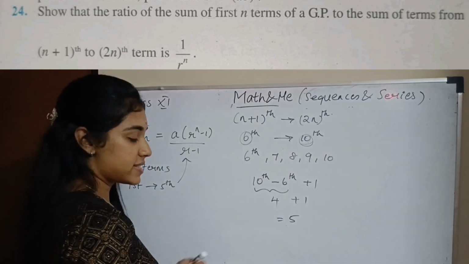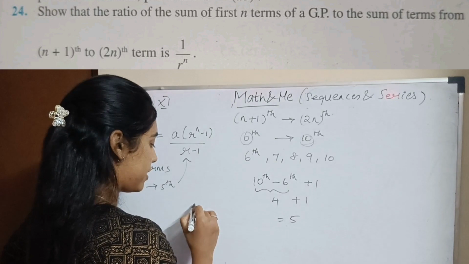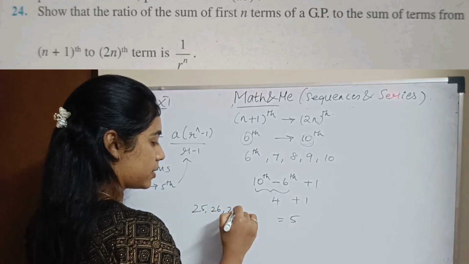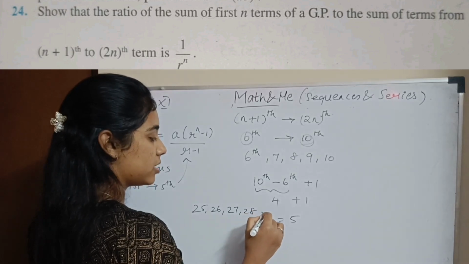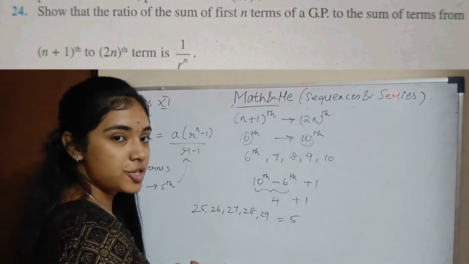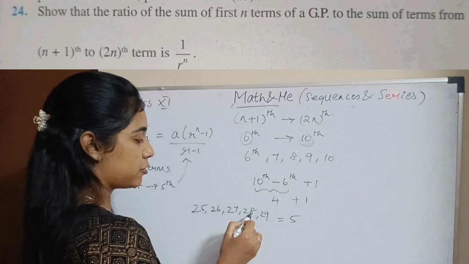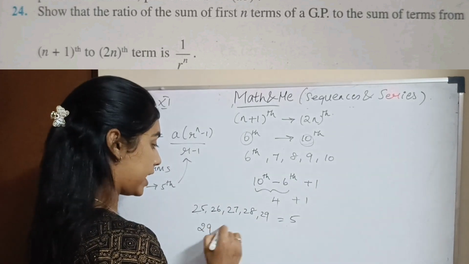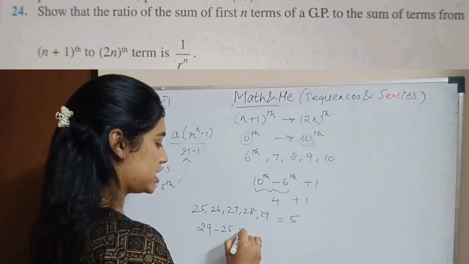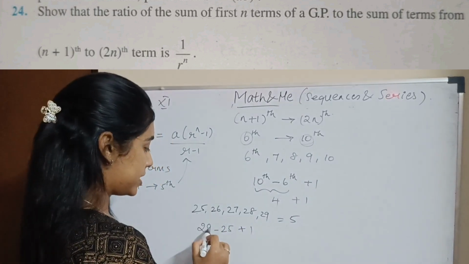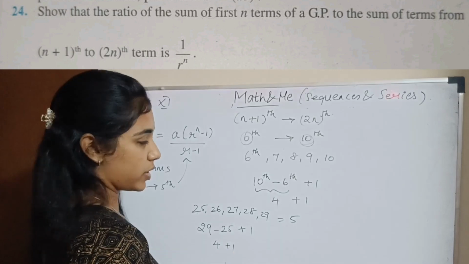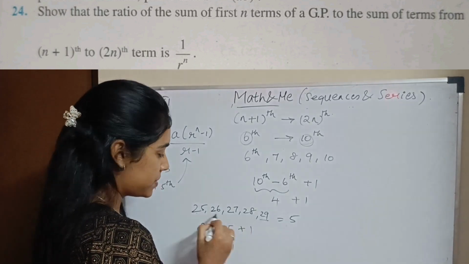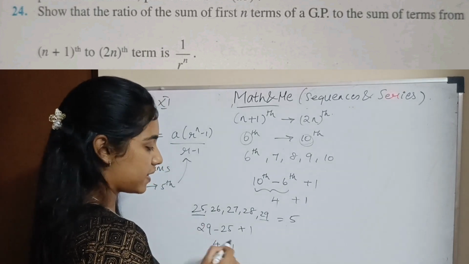Let me give you another example. For example, you have 25, 26, 27, 28, 29. So how many terms do you have? 1, 2, 3, 4, 5. What is the other way to find this? It is 29 minus 25 plus 1. So what is it? 4 plus 1. So basically to find the number of terms, you always take the last term, subtract the first term, and then add a 1.